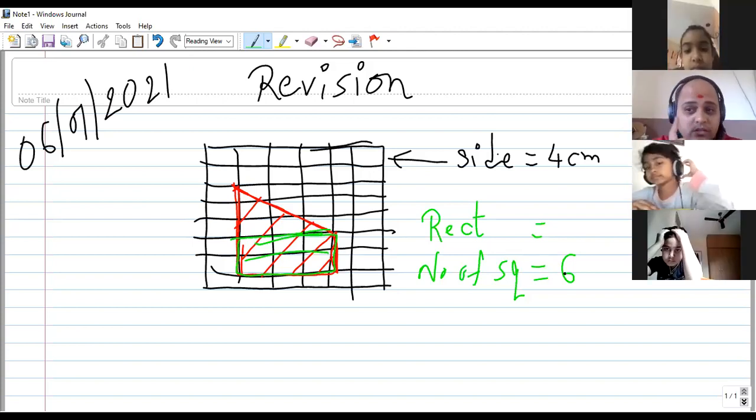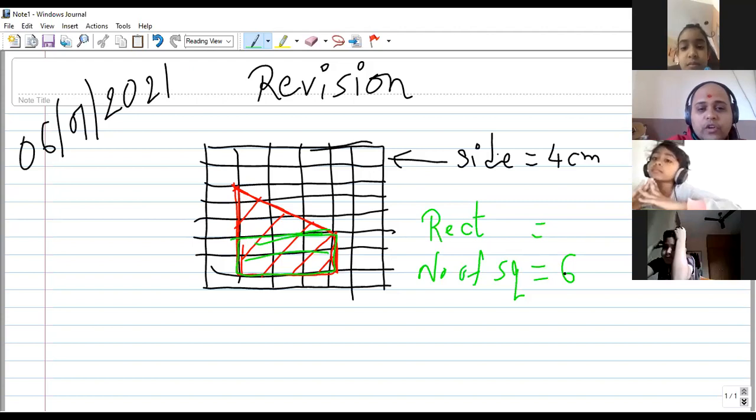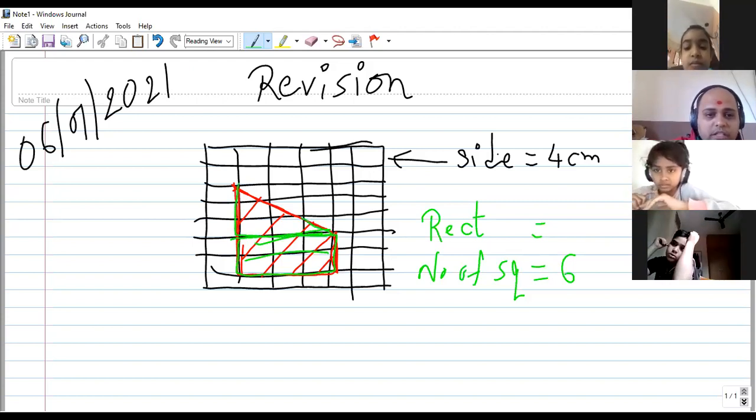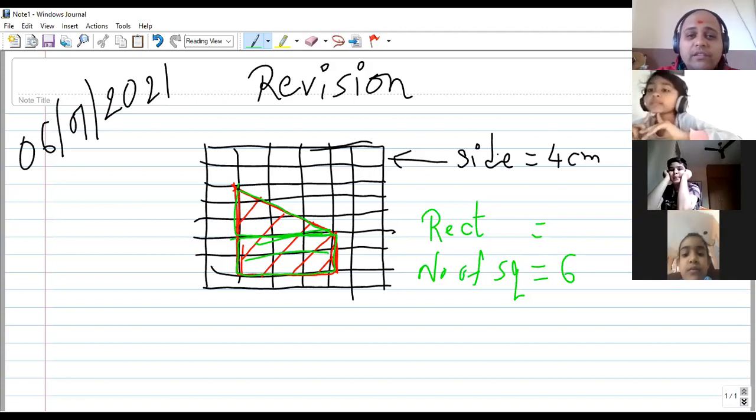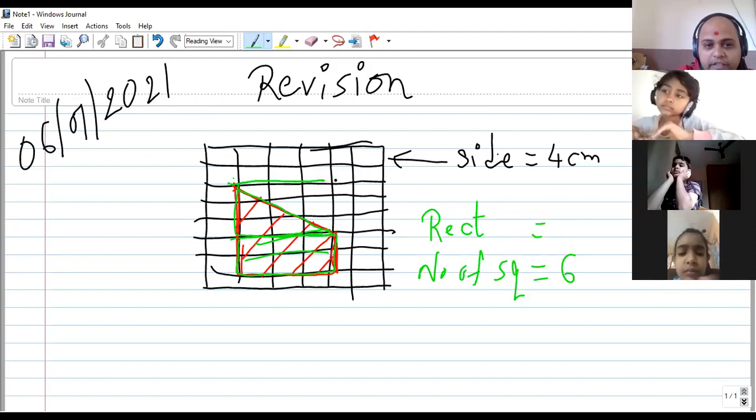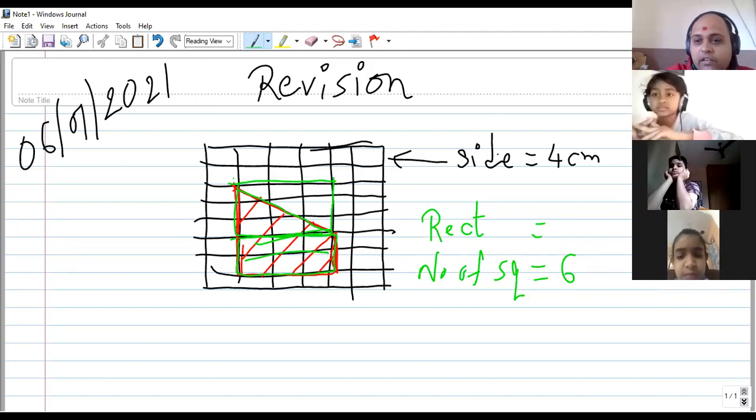Now focus, remember this one. Now we are talking about this triangle, only this triangle. Now finding the area of the triangle, what are we going to use? We are going to use the formula that we know, that the area of a triangle is half of the rectangle that it is part of, right? So we assume this is the entire rectangle, and then what will be its number of squares?